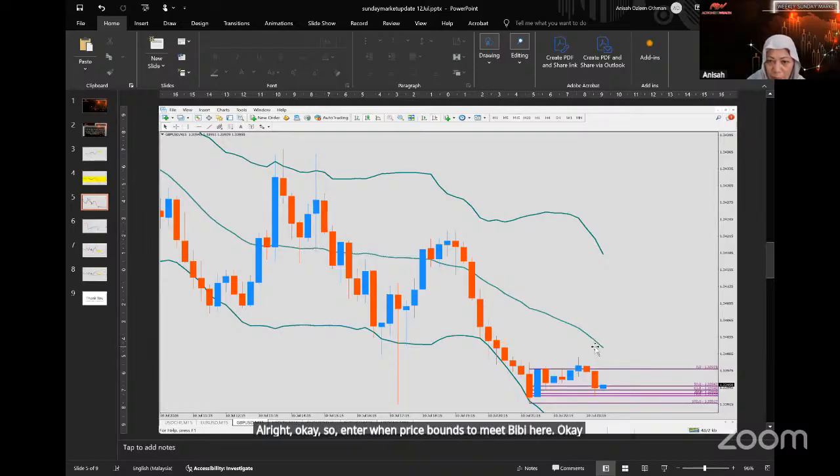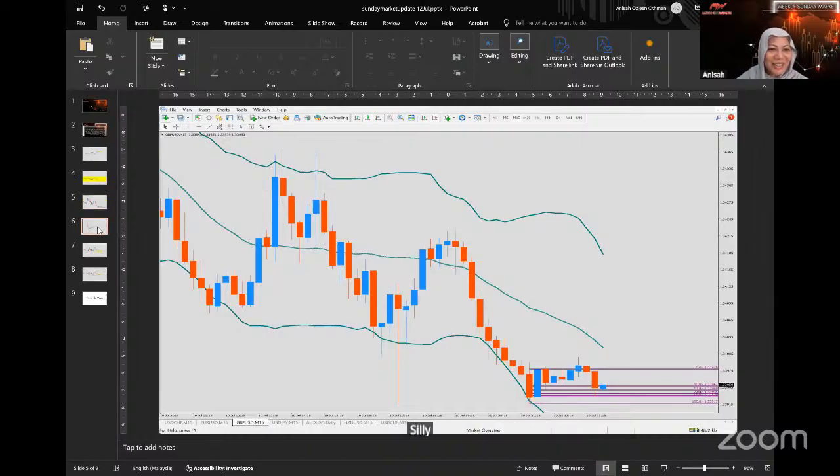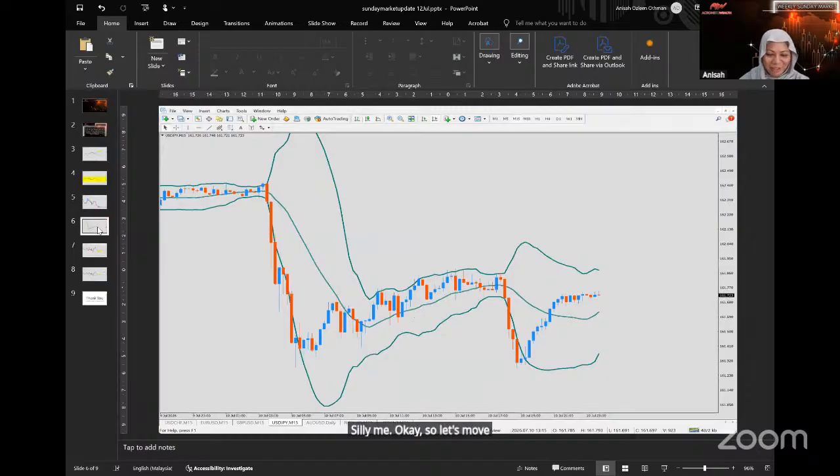And then TP1 is 1.3. No, I got the price all mixed up. Damn, I'm going to come back to that for euro dollar. I'm so sorry. Silly me. So let's move on to dollar yen first. Dollar yen first.